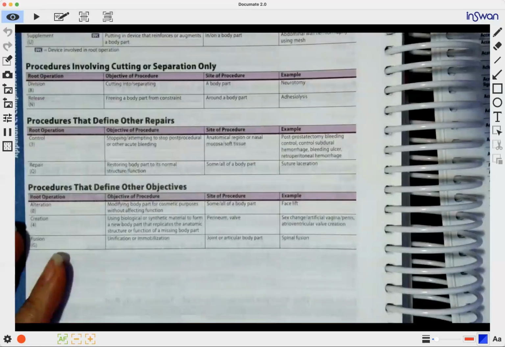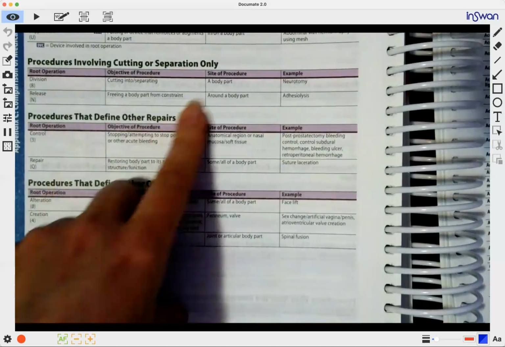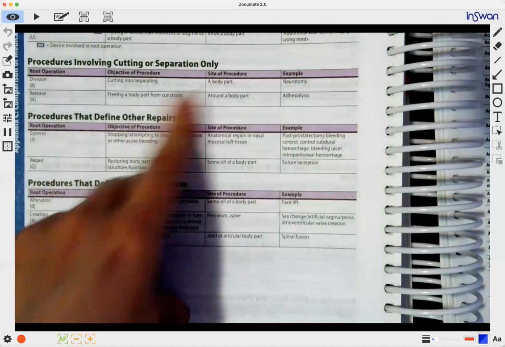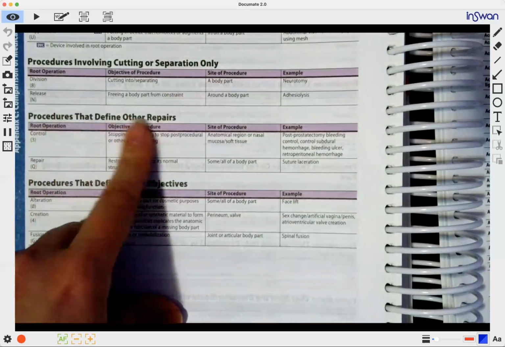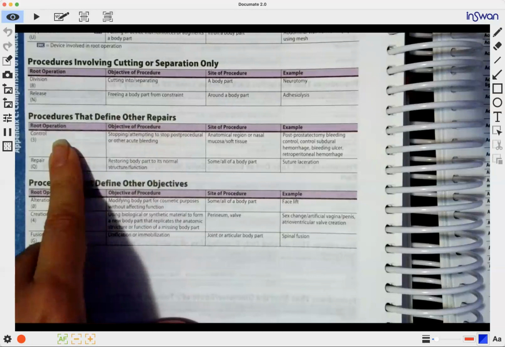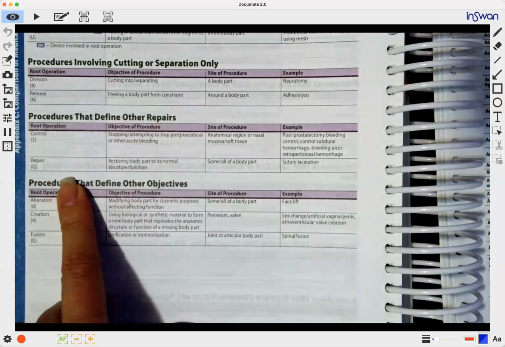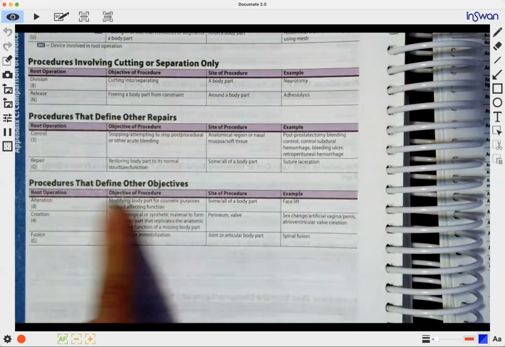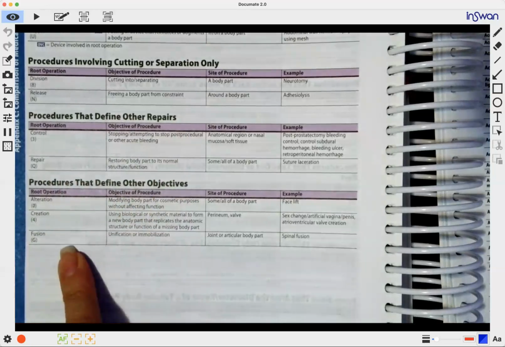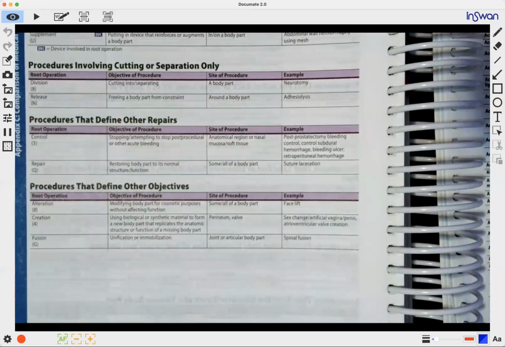Next, we have procedures involving cutting or separation only, division and release. Procedures that define other repairs, control and repair. Procedures that define other objectives, so not one of the above. So we've got alteration, creation, and fusion. Those are the 31 root operations that make up the medical and surgical section.